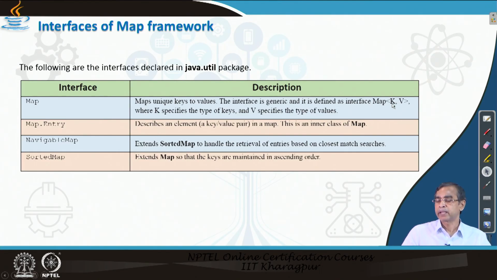All these map interfaces are basically of a generic type. The type is of K and V, where K can be any type and V can be any type of object. It is the concept of a pair.